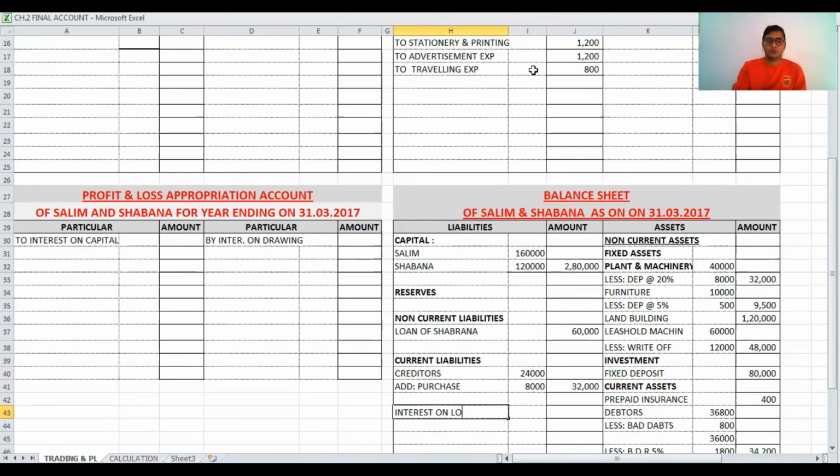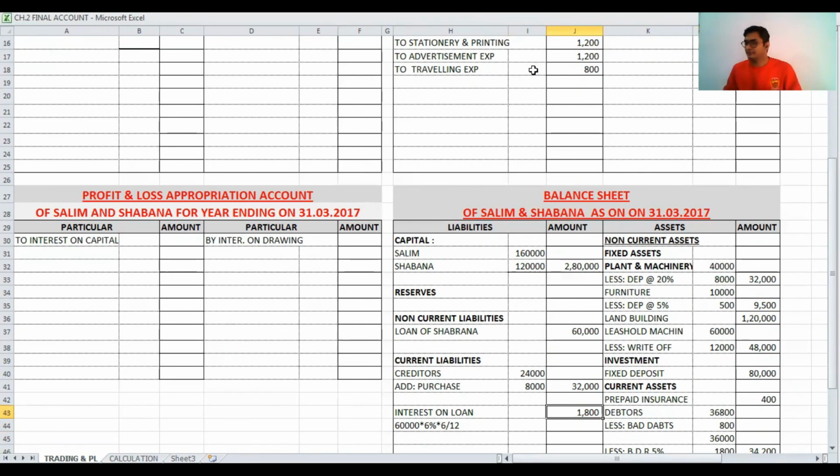Interest on loan of Shabana, the loan amount is 60,000. If there is no specific rate given, then it is 6%. And here the date is 1/10. So from 1/10 to our closing date, 31st March, there are 6 months, so 6 by 12. So now I am calculating this: 60,000 multiplied by 6 percent multiplied by 6 divided by 12.